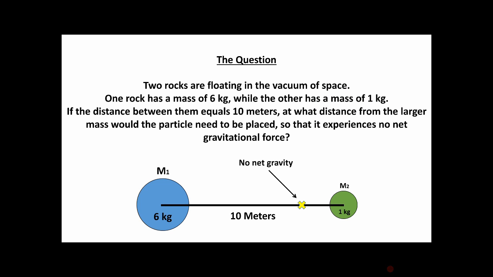And the question is, two rocks are floating in the vacuum of space. One rock has a mass of 6 kilograms, while the other has a mass of 1 kilogram. If the distance between them equals 10 meters, at what distance from the larger mass would the particle need to be placed so that it experiences no net gravitational force? So the key there is to read the question, and it does say at what distance from the larger mass would the particle need to be placed. So bear that in mind when we try to solve this.